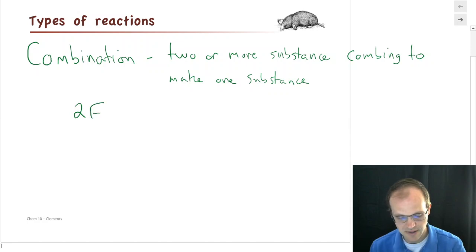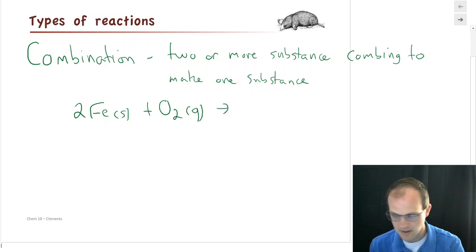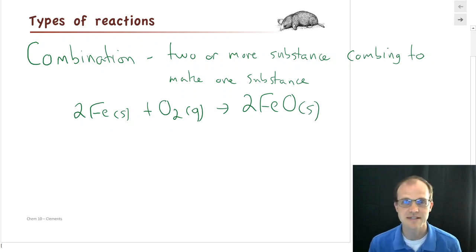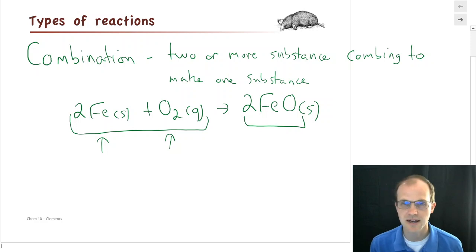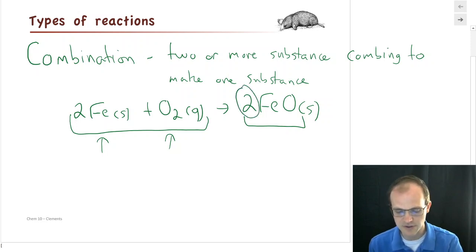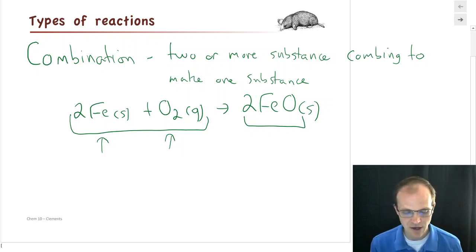And so we get 2Fe plus O2 combines to make 2FeO. Actually, that's not rust, but it's a type of rust. So we get iron reacting with oxygen to make iron(II) oxide. And what do we have? We have two or more things on the left. And by things, we're actually counting just different types of atoms or elements. We're not counting the coefficients in front. So our two things are iron and oxygen. And we're combining them to make one thing, which is iron(II) oxide. And again, we don't look at the coefficient up here. It's not making two different things. It's making two of the same things. So we call that a combination reaction.